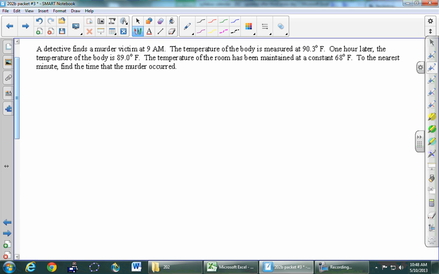Okay, so this is a typical, what's that? We're on the next page. 70? What page are we on? 63.